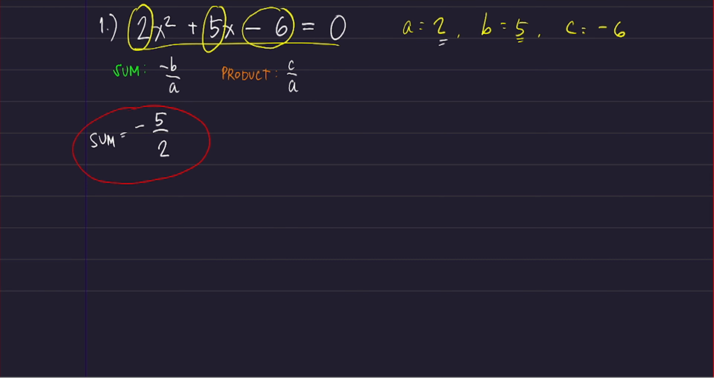Paano naman sa product? So, we have C over A here. Ano ba ang C? In this case, we have negative 6. Negative 6 over value ng A, which is 2. So, we have negative 6 over 2. And negative 6 over 2, pag sinimplify natin, this is actually equal to negative 3. So, ang product ng roots sa quadratic equation na to ay negative 3.